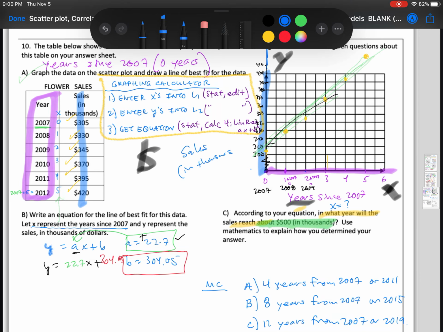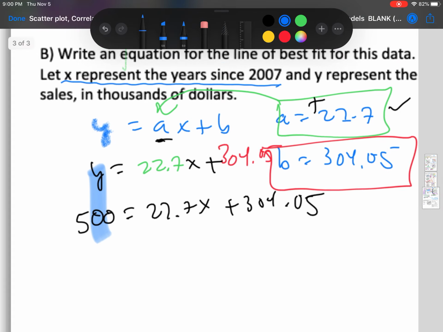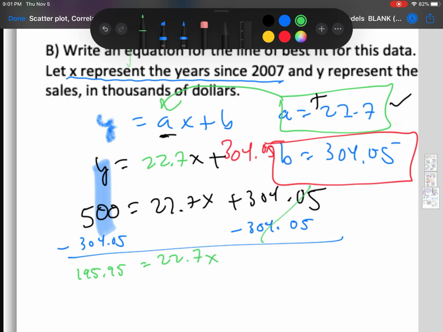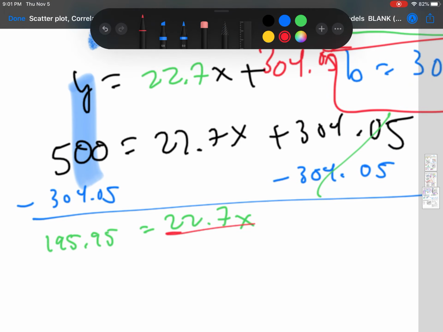So this was the, let's use blue. That was the y-axis, right? That number is 500. 22.7x plus 304.05. And then we'll just use our algebra to solve for x. Subtract 304.05. And you will get 195.95 equals 22.7x. And then you're going to divide by 22.7 on both sides. This will equal x, so x is approximately 8.6.